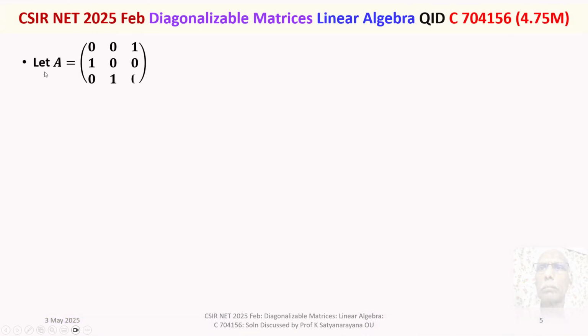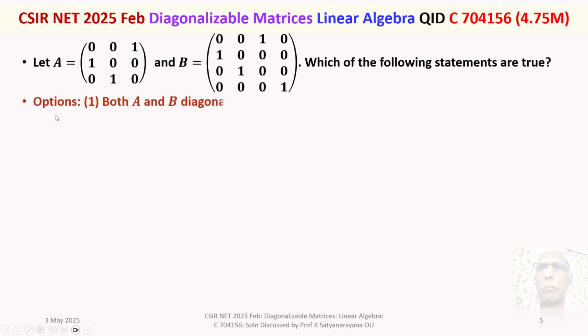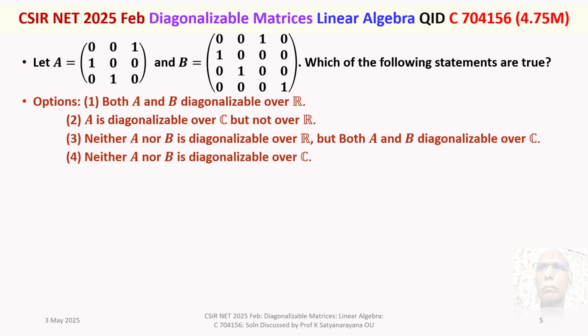The given question is, let A be a 3 by 3 matrix whose first row is 0, 0, 1, second row 1, 0, 0, the third row 0, 1, 0, and capital B is this 4 by 4 matrix. Which of the following statements are true? We are given four options. Option 1, both A and B diagonalizable over R. And all the options talk about the diagonalizability of A and B over R and over C and their combinations. These are the four options given to us. Let's now discuss the solution of the problem in detail.